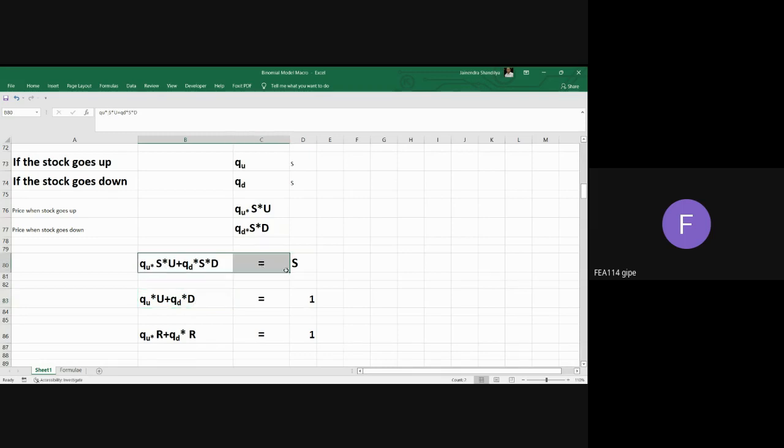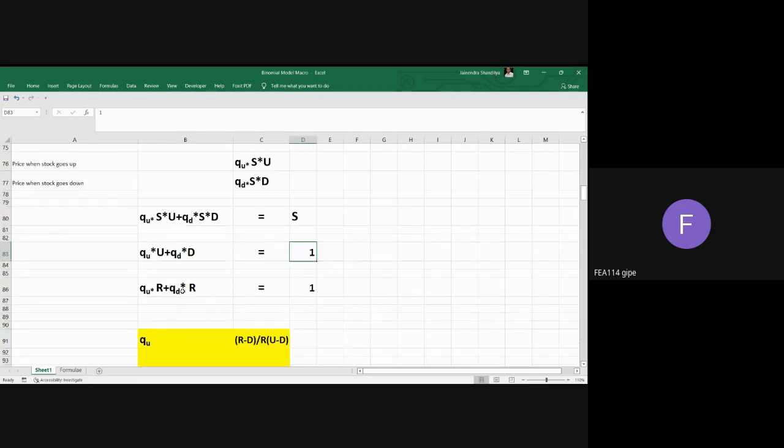In this equation, if I take the S on the left side, there is S on both the left and right side, so they get cancelled. What remains is QU into U plus QD into D equals 1. So this is one of our equations, which is very valuable.